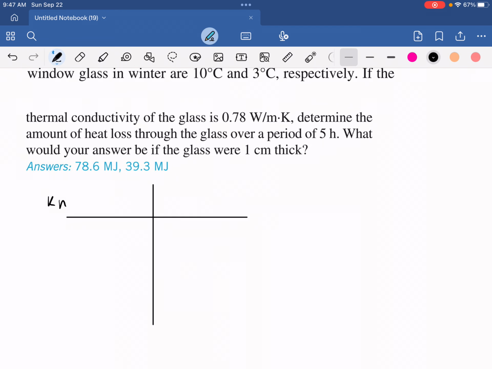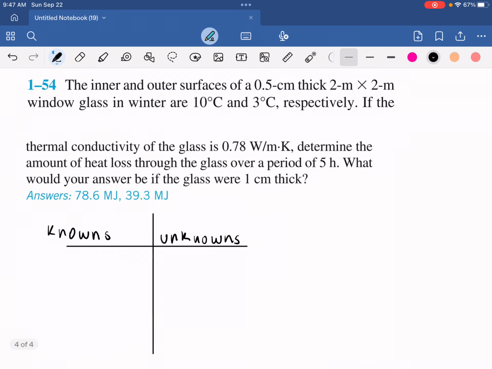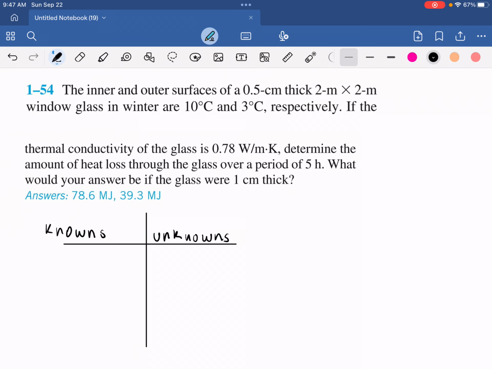So my knowns and my unknowns. So what do I know? Well, I know that I'm given. Oh, first let's read it.